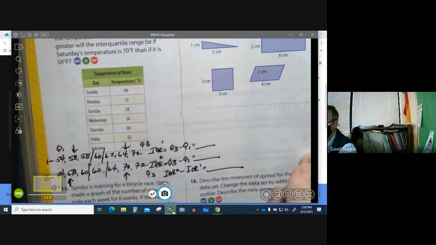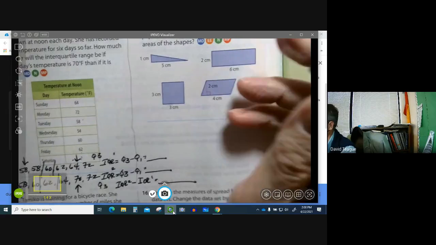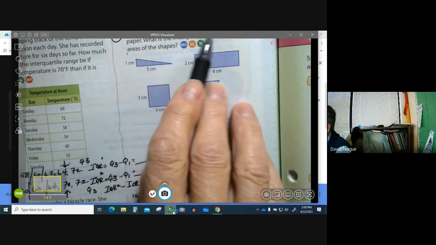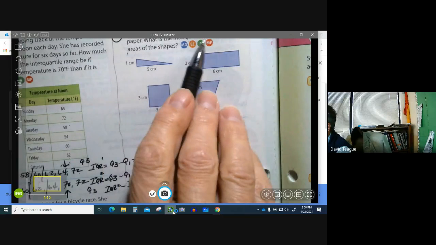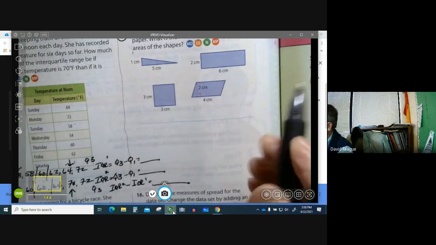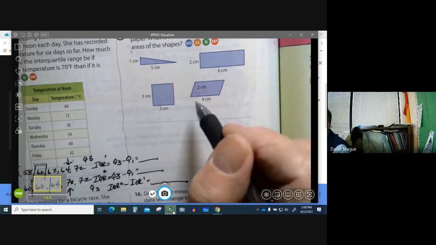Okay, last one, number 14. Wow, you're just going to get this done. Okay, Jamal cut out these shapes from the construction paper. What is the interquartile range for the areas of the shapes? Okay, well, first you have to find the area for each one of these shapes. We have 4 different kinds of shapes.